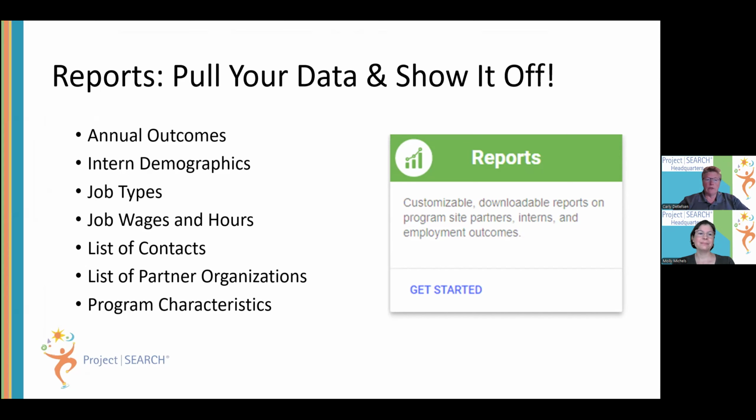You can also run other reports, like a jobs type report. So you can run a report that shows you the types of jobs that your graduates have obtained after the program. You can run one with a list of contacts and partner organizations. These are great reports to run at the beginning of the program year to make sure that the contacts for your program are up to date. So has anybody left? Do we have a new team member? You can run that report and say, oh, this person has left or retired. Oh, we have a new skills trainer, we need to get them entered. So it's a good way to make sure that your contacts are up to date in the member portal.